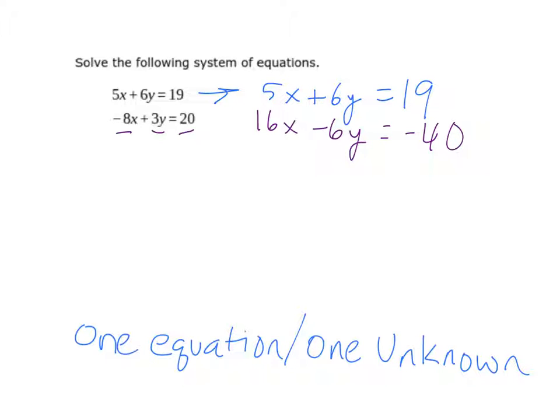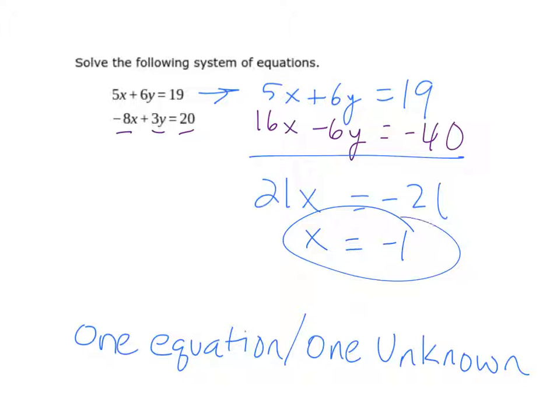So now that these guys are exact opposites, I can just go ahead and combine the two equations together, and these will drop out, and I'll have one equation, one unknown. So 16 plus 5 makes a 21x, and then negative 40 and 19 combine to make negative 21. Now this is the type of equation you saw back in pre-algebra, and you get the x by itself. I'll divide both sides by negative 21, so x therefore equals negative 1.